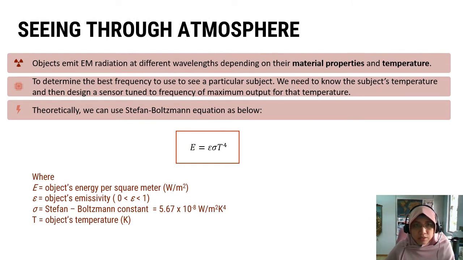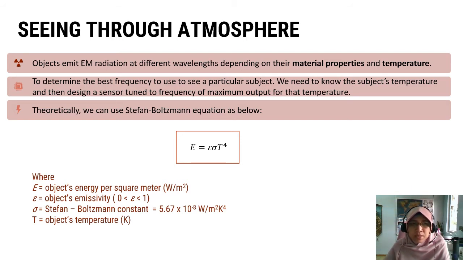And the absorbed energy causes an object to heat up. However, some objects are already hot and emit their own heat. It is easy to imagine that the sun at 6,000 Kelvin emits energy we call sunshine. Objects emit electromagnetic radiation at different wavelengths depending on their material properties and temperature.